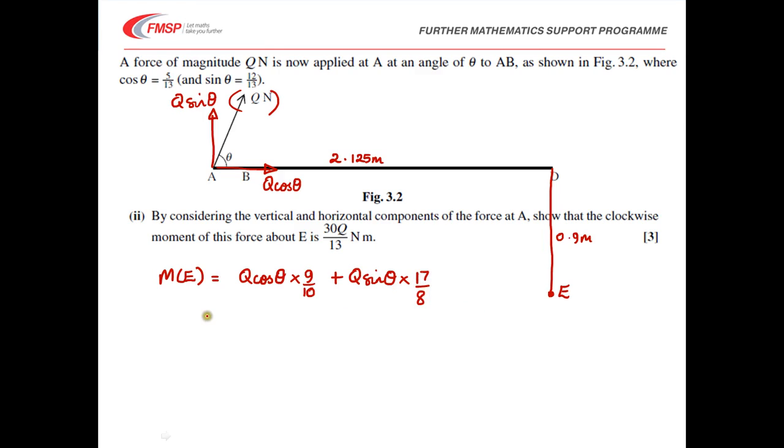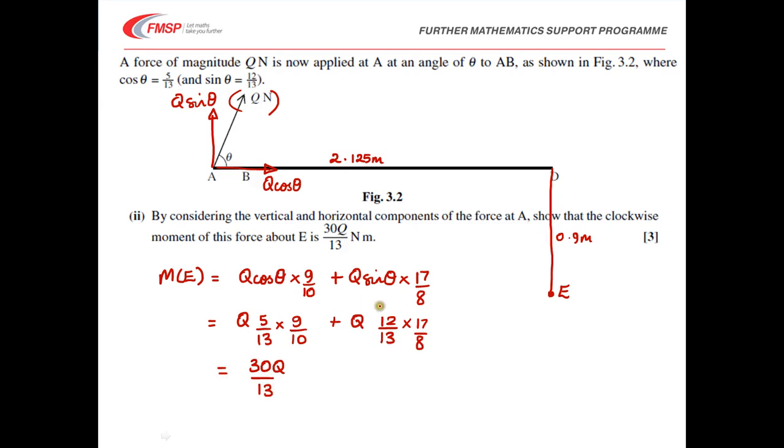We can substitute in our expressions for cos theta and sine theta, so 5 over 13 times 9 over 10 and 12 over 13 times 17 over 8, and a little bit of calculating on that does indeed get that to reduce down to 30q over 13.